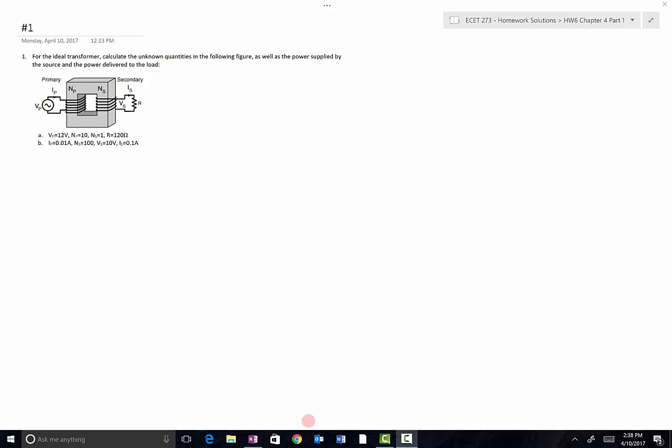Homework solution 6.1. For the ideal transformer, calculate the unknown quantities in the following figure, as well as the power supplied by the source and the power delivered to the load. So we show that we've got an ideal transformer.